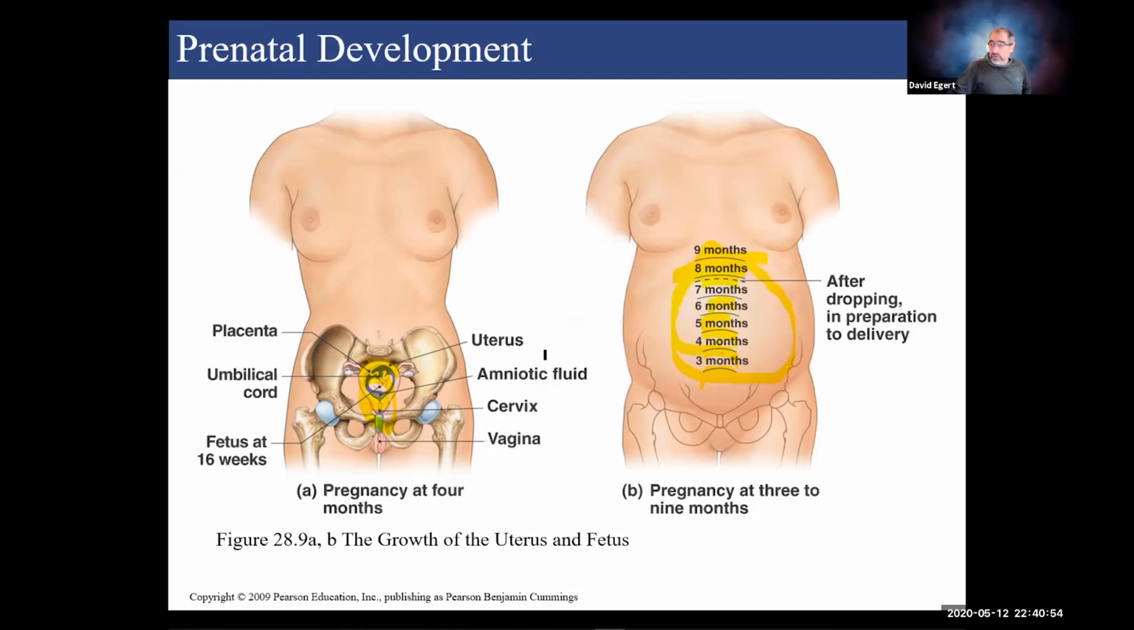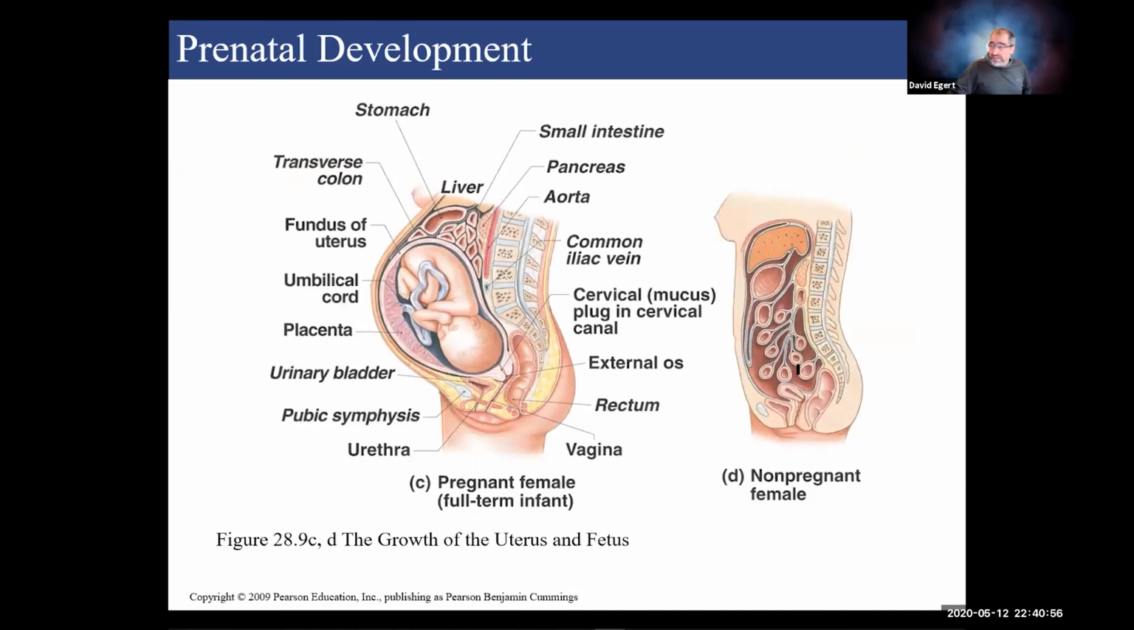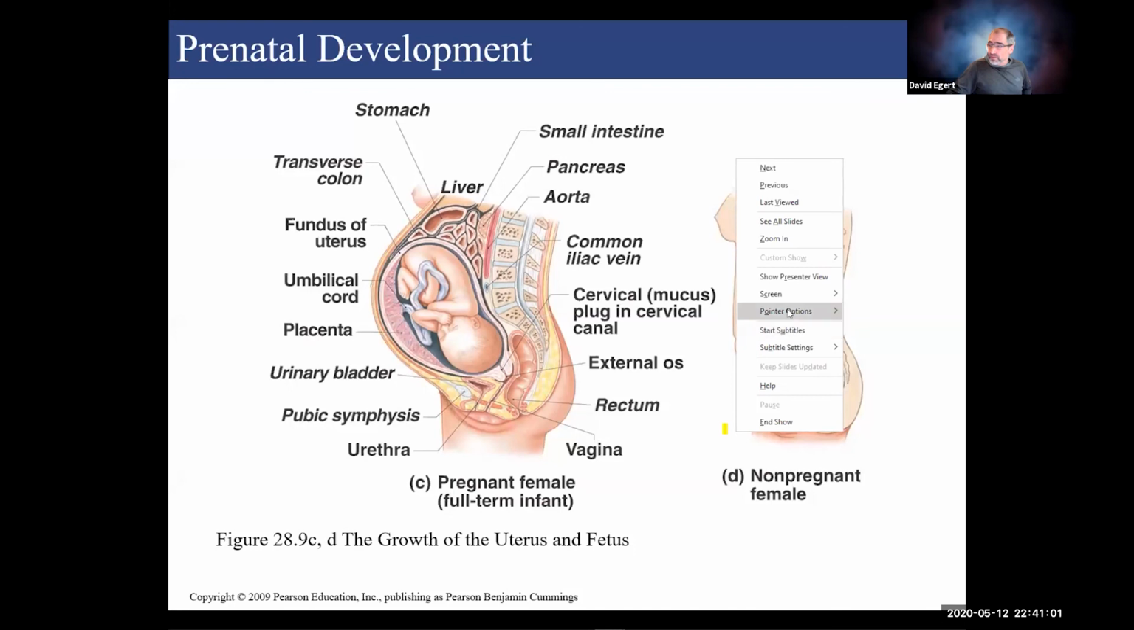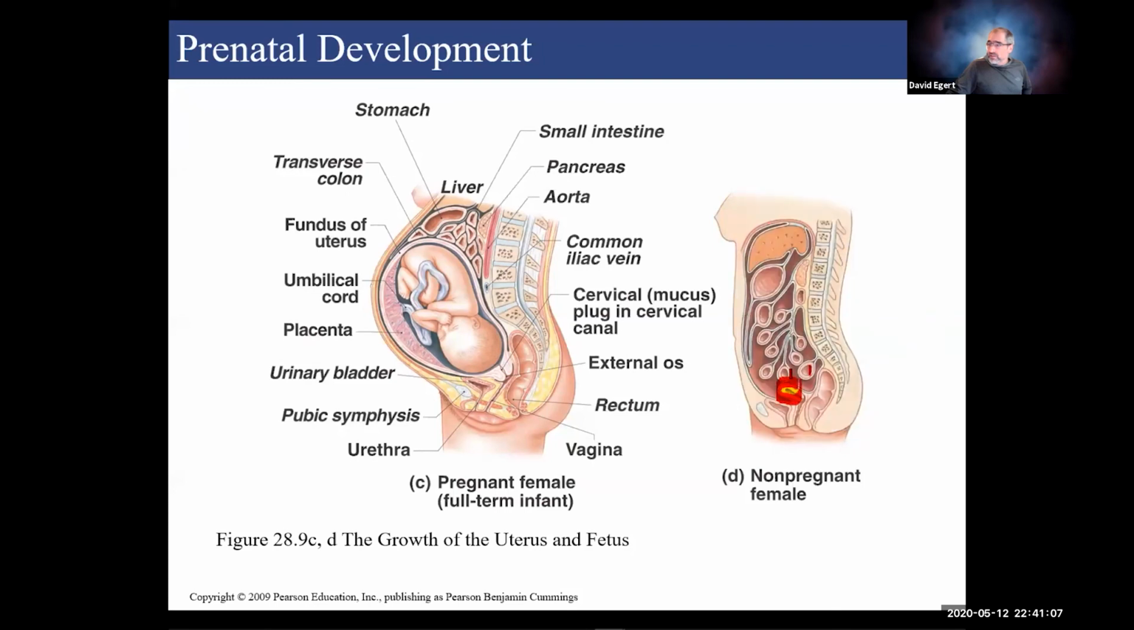So if you look at what this looks like from the side, normally here's the little uterus. Here are your intestines hanging off their mesenteries. Here's your stomach. Here's your bladder. It's all good. All of a sudden, this is the uterus. There's the poor little bladder.